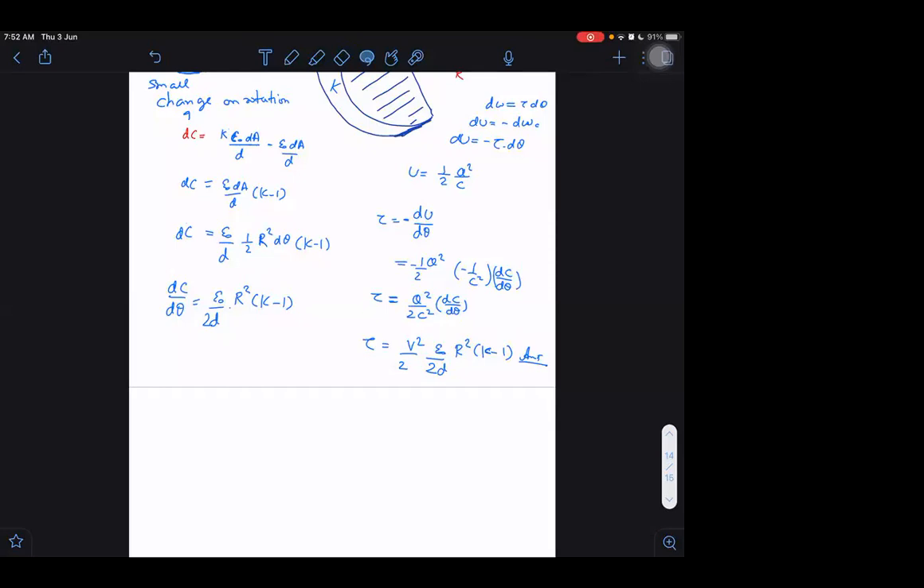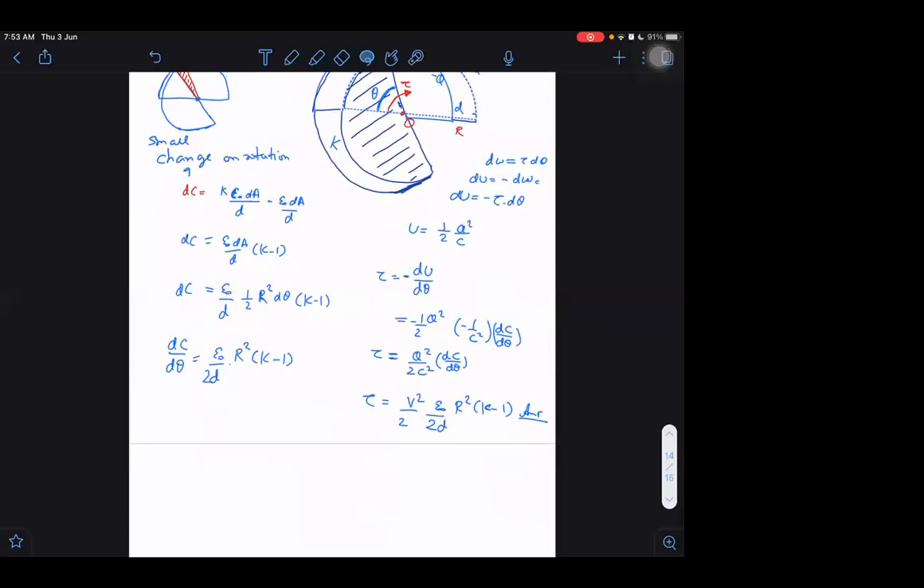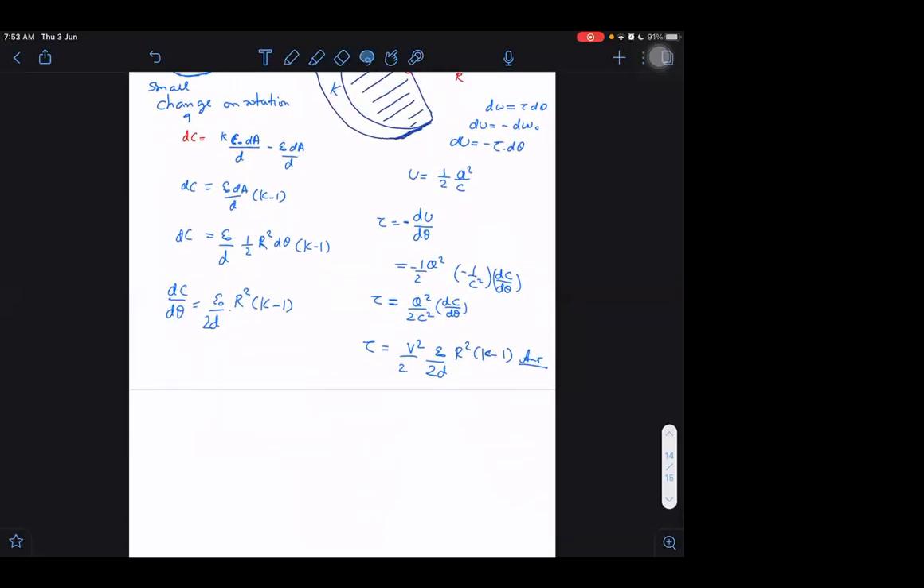Sir, area we can take as d theta by 360 into pi r square. If d theta is in degrees, we don't write d theta in degrees when we write torque into d theta. D theta should be in radians. So then d theta by 2 pi into pi r square you can get, sir. What else we have written? Same or not? Same, sir. Pi gets cancelled and r square by 2.